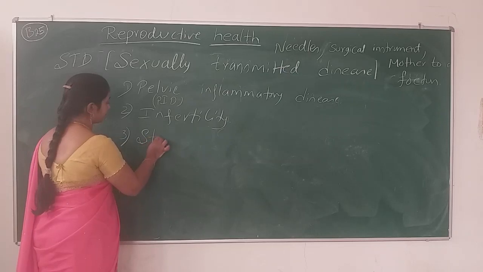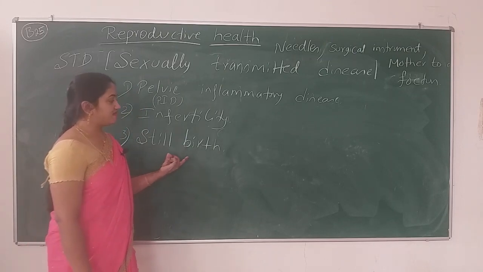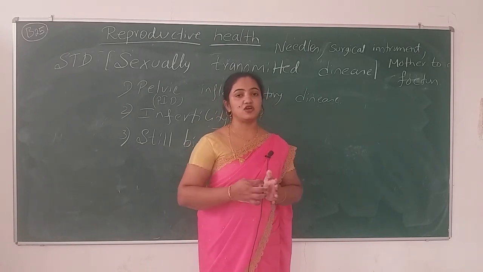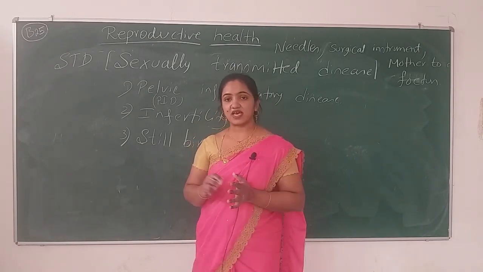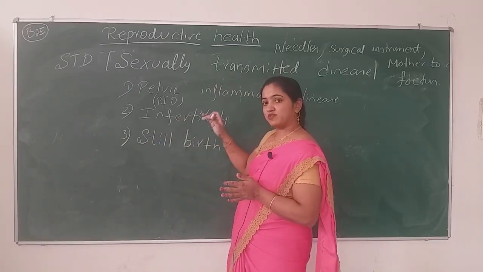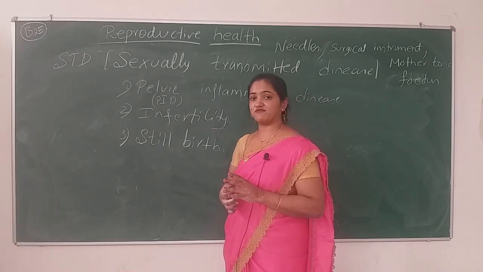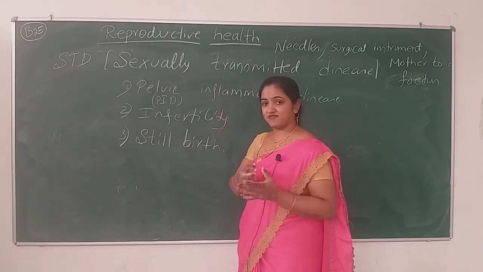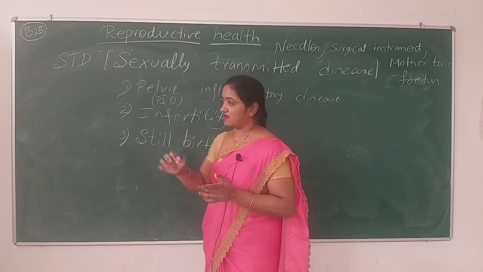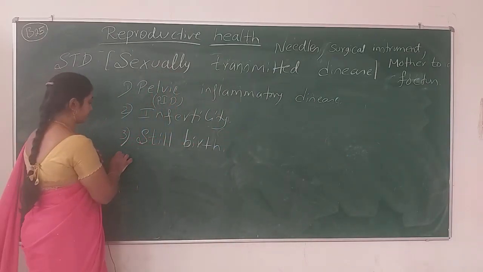So that is stillbirth. Stillbirth, in this case the babies will die in the womb itself. When a woman is suffering from severe sexually transmitted diseases, if she gets pregnant, if she is having a baby, that baby will not survive. It will be born in a dead condition. So it is known as stillbirth.